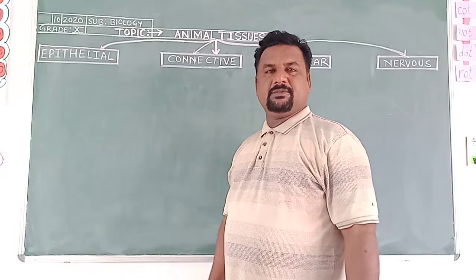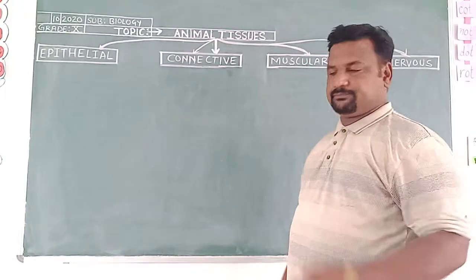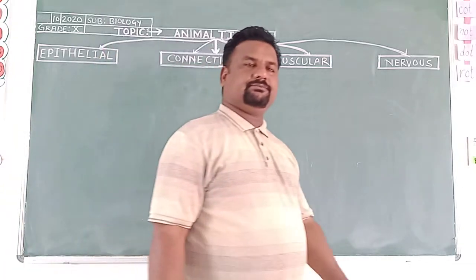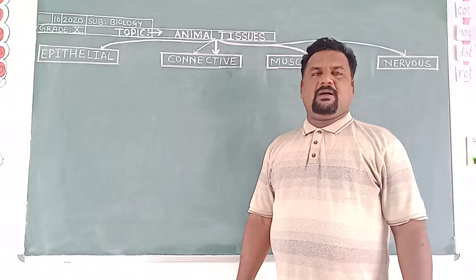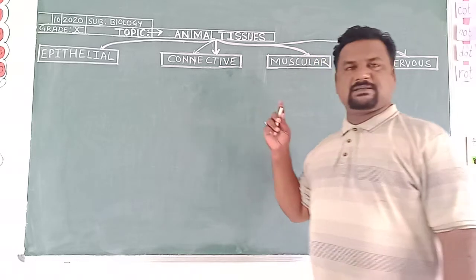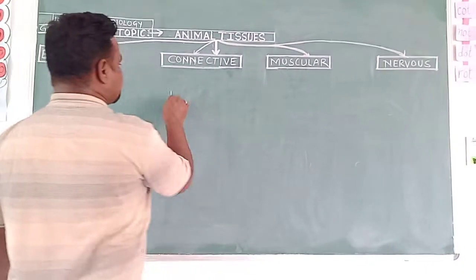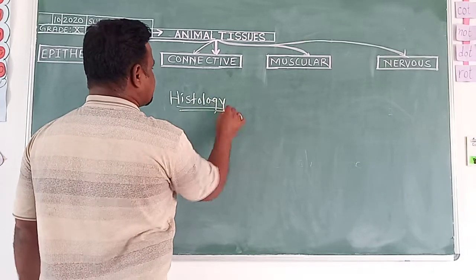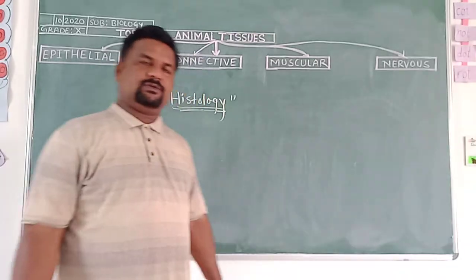Good morning, children. We are here to discuss animal tissues. Tissue, a group of cells. The term tissue can be defined as a group of cells. In biology, the branch which deals with tissue is histology. Histology is a branch of biology. In this branch, we study tissues.